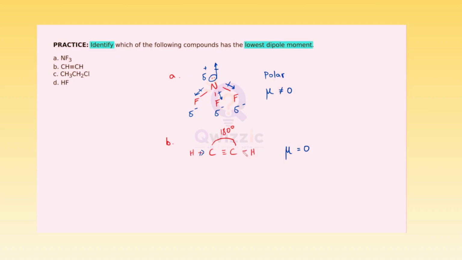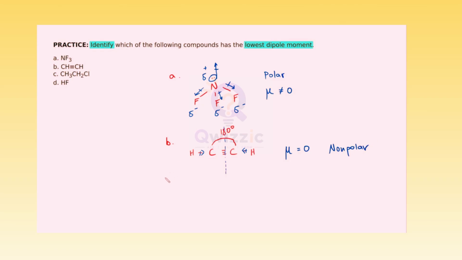So we have 2 dipole moments towards each carbon. They're exactly the same, so they cancel each other out, right? The structure is linear and symmetrical. That essentially means that the 2 dipole moments will cancel out. So we can state that it's nonpolar.